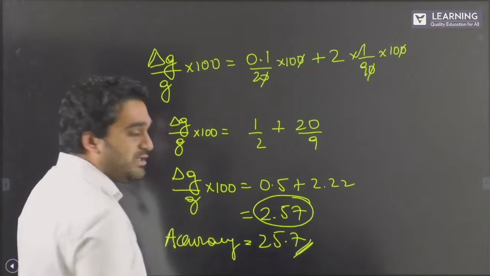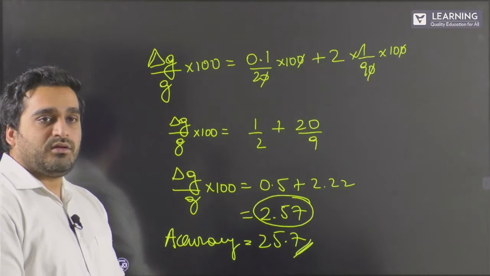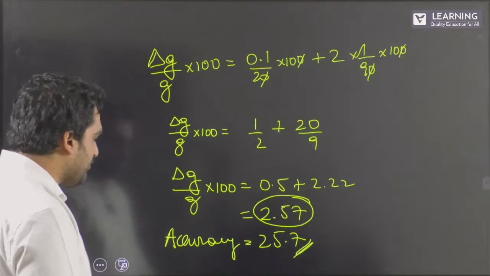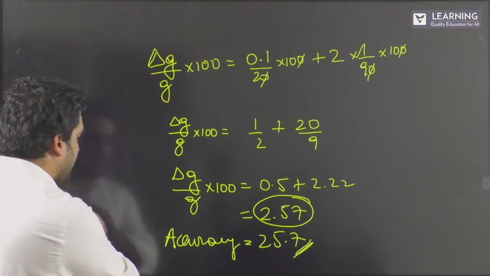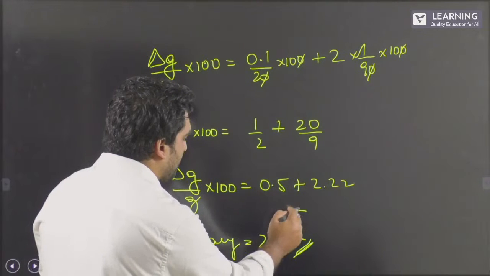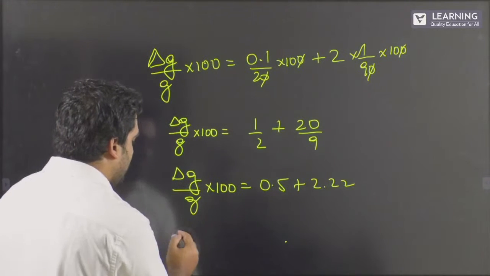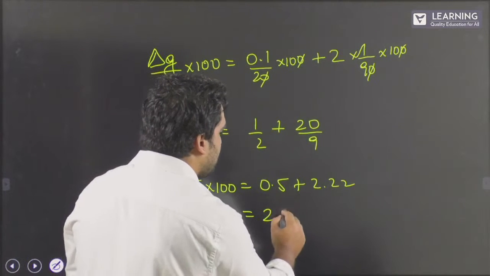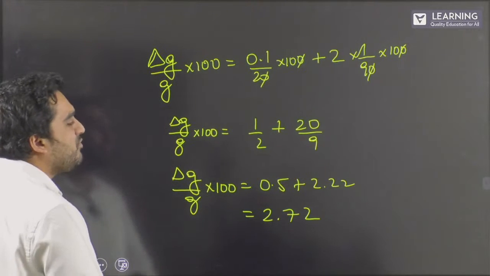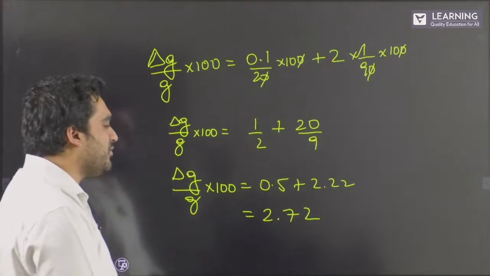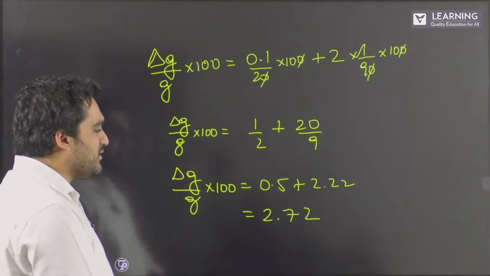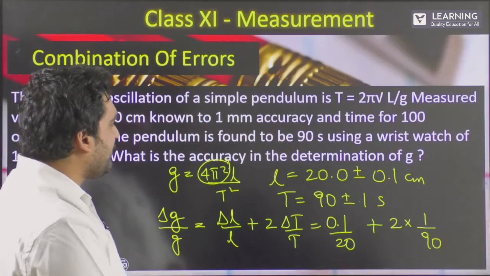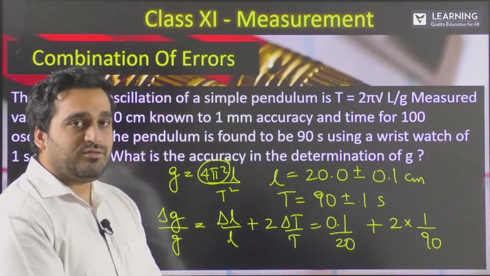So don't worry about the accuracy, we'll come to the accuracy. One moment. A quick correction. It is 2.72. That is what it comes down to, not 2.5, but 2.72. Quick correction there. Okay. So this is how you can find the accuracy in determination of the value G.